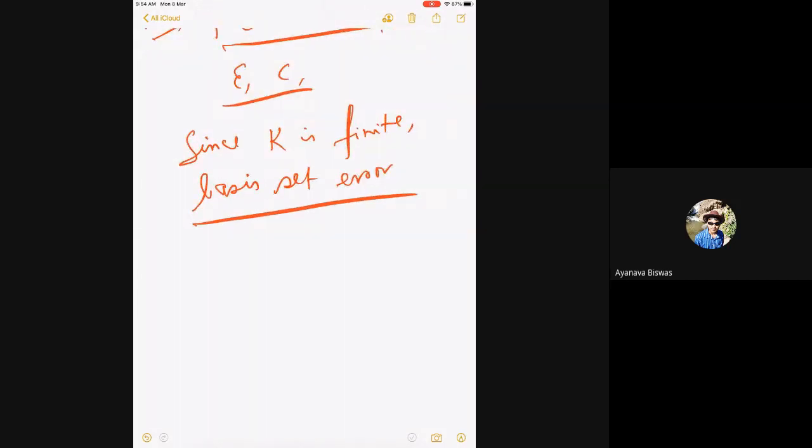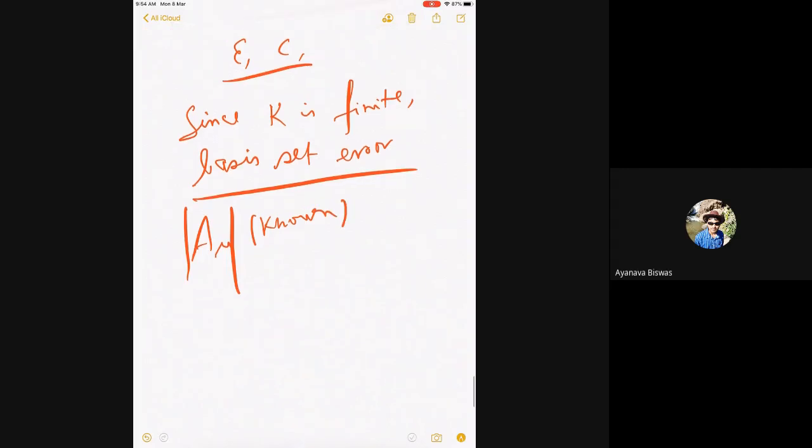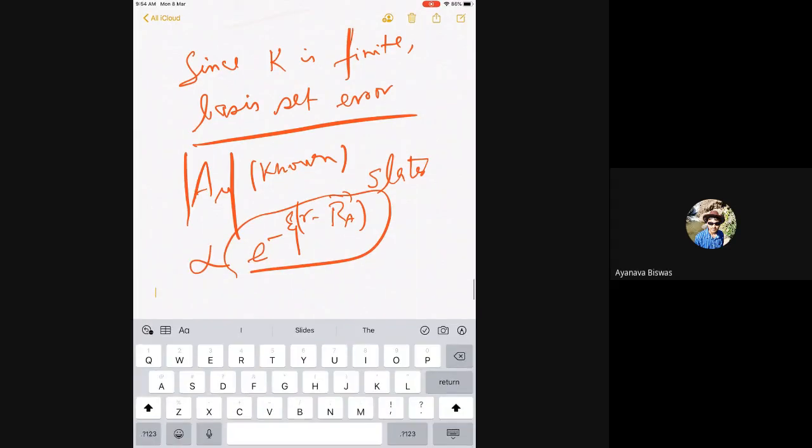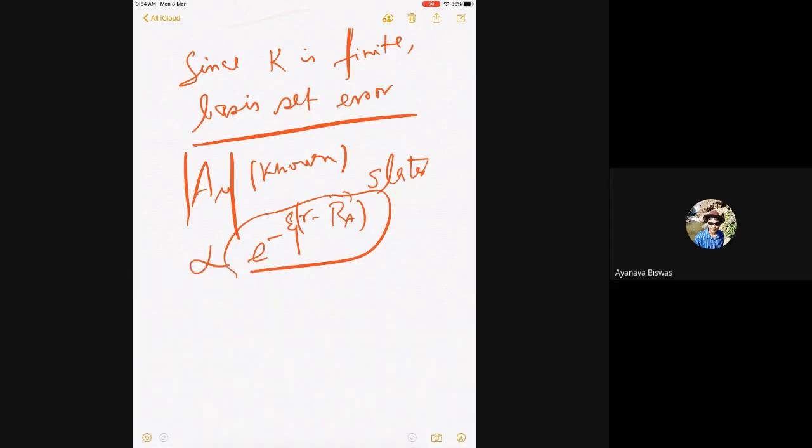Then these atomic orbitals, which are supposed to be known basis, are usually Slater functions, because all of you know what a Slater function is. It is exponential minus some zeta times r, or more rightly, r minus Ra, where Ra is the coordinate of the atom A, plus some constant. This is proportional to this. You can have r square, r cube, but basically S functions just have this.